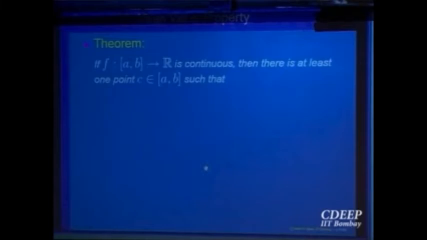So supposing f is a function on an interval [a, b] to R, and it is a continuous function. Here we are assuming not just that f is integrable, but that it is actually continuous. Then there is a point c inside the interval [a, b] such that the integral from a to b of f(x) dx is equal to f(c) times (b minus a). So let us just try to understand.